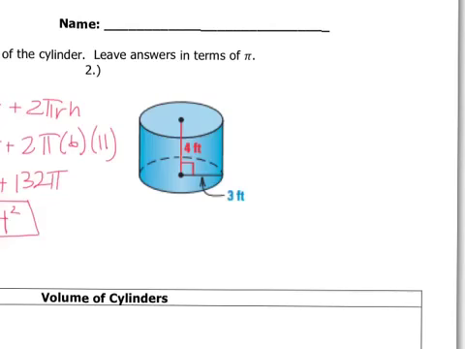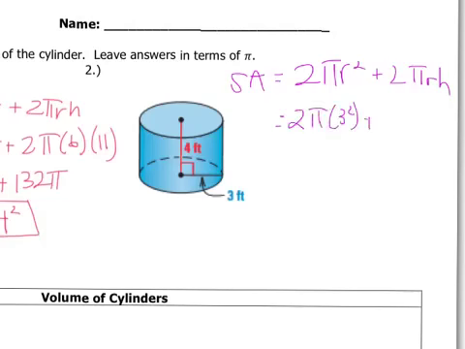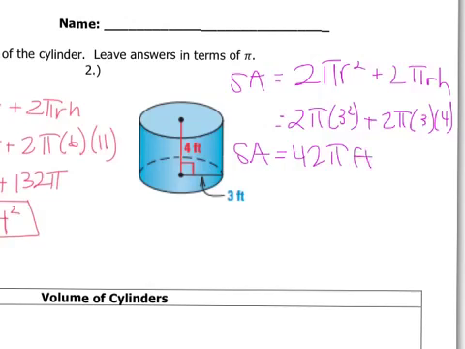Alrighty, ladies and gentlemen, surface area is 2 pi r squared plus 2 pi r h. The radius of our base is 3. The height of our cylinder is 4. When all is said and done, Bailey, what did your table get for the surface area? 42 pi. Don't forget your units. What are the units? Feet. It's area. Squared. There we go.